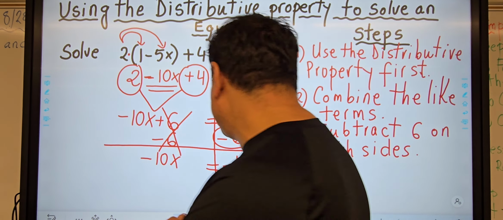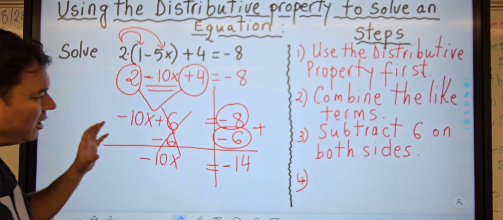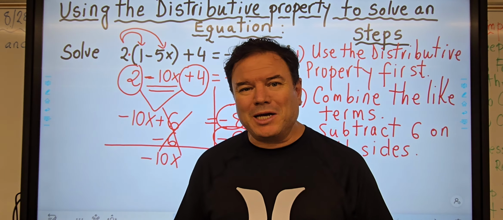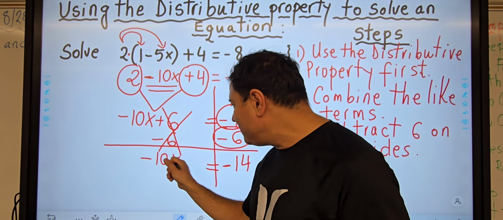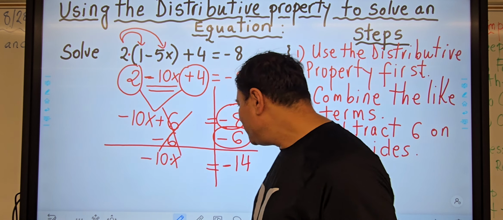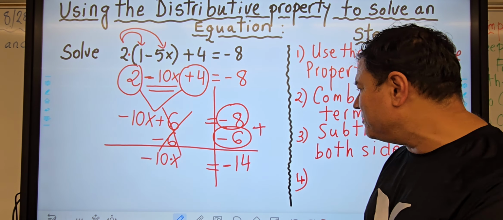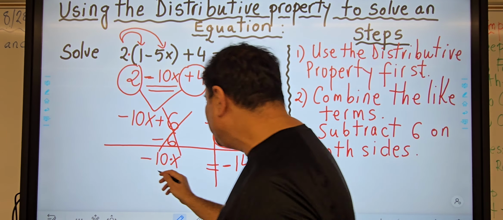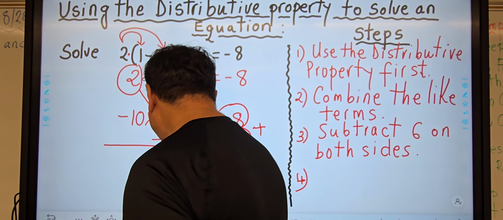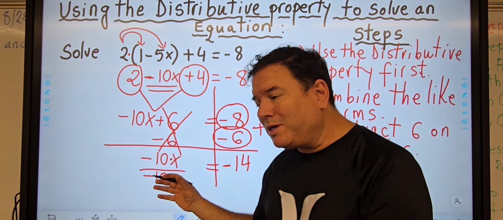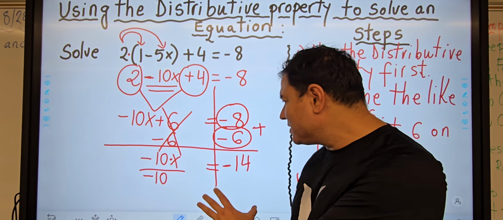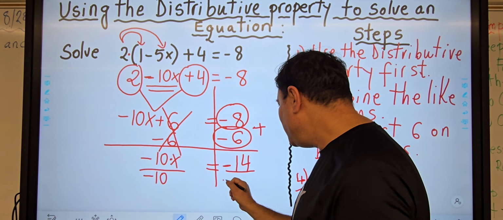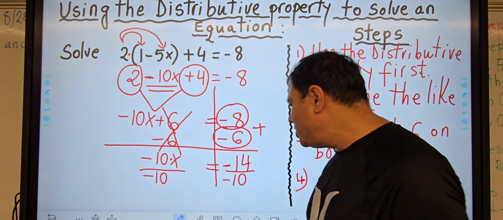Okay, negative 14 right there. And now, step number 4 would be to divide both sides by negative 10. Here we have negative 10 times x equals negative 14. In this case, we are going to divide both sides by negative 10 in order for us to get the x positive on this side of the equation. But whatever we do to one side, we have to do to the other side of the equation.